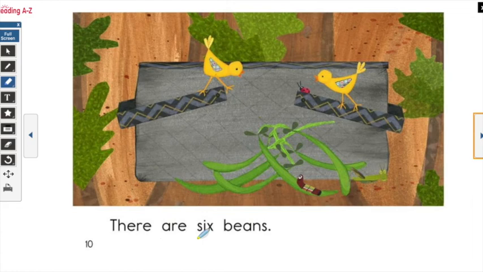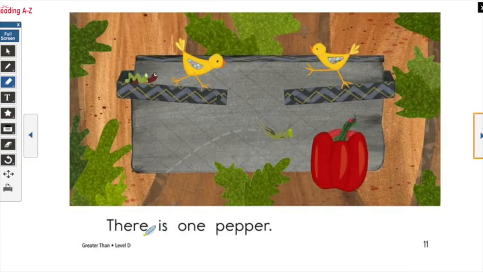There are 6 beans. 1, 2, 3, 4, 5, 6. 6 beans. There is 1 pepper. 1 pepper. 1.